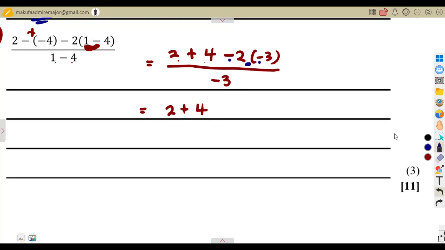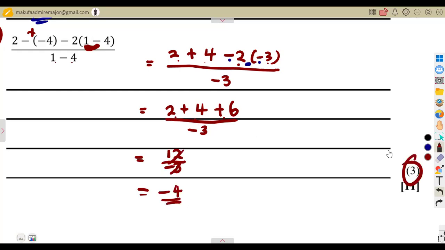Minus times a minus. That is going to be a plus. 2 times 3, which is a 6. Everything over 1, -3. Then you can add everything. 2 plus 4 plus 6. It's up to you. 2 plus 4, that is 6, plus 6, which is going to be 12 over -3. So this was going to give us a -4 at the end. So 3 marks for that.